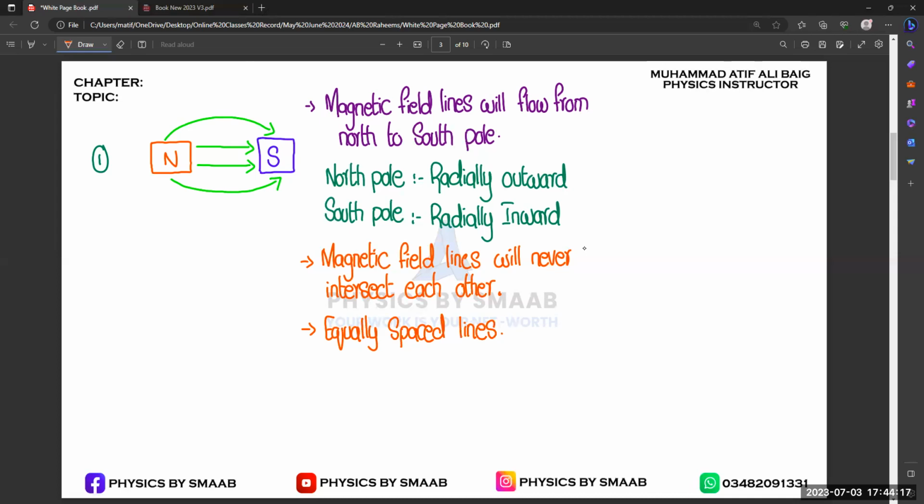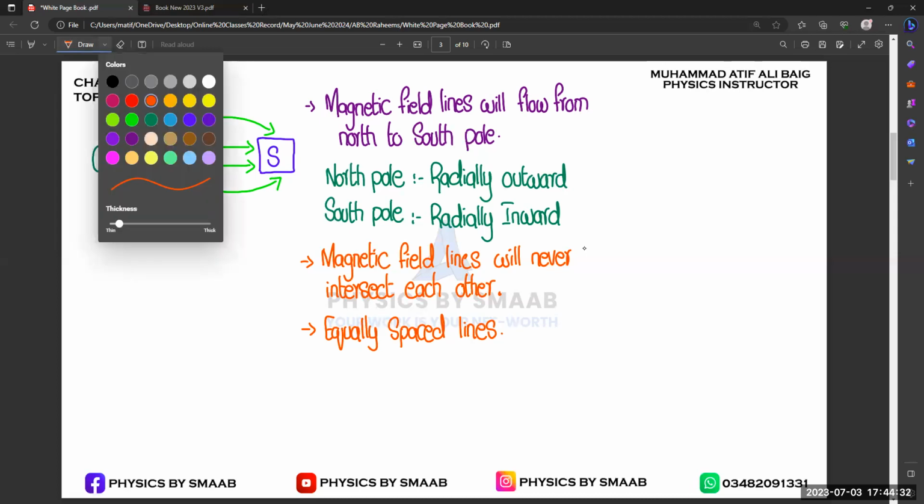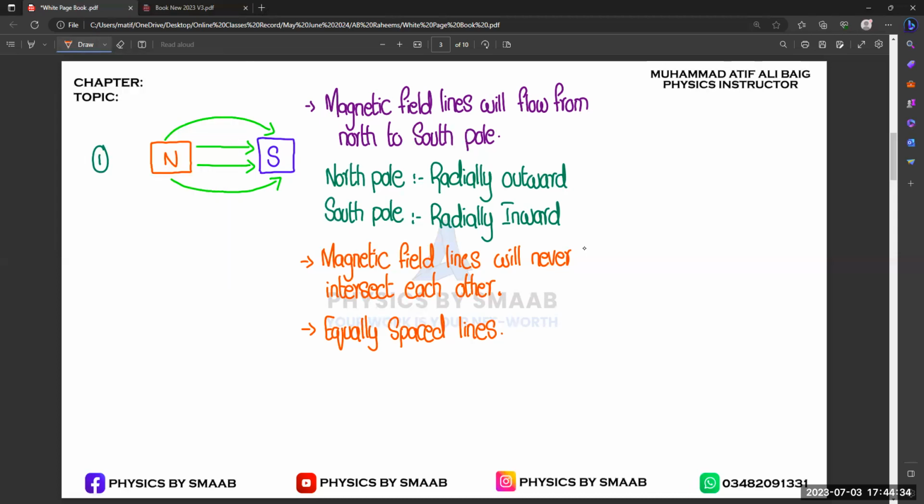let's suppose we are having two magnetic poles. We have already drawn north and south poles. Let's suppose we are having the same pole, north and north, and south and south. So let's try to solve that also: what will happen if we are having north and north, and south and south? Let's suppose we are having a north pole over here and we are also having a north pole over here.